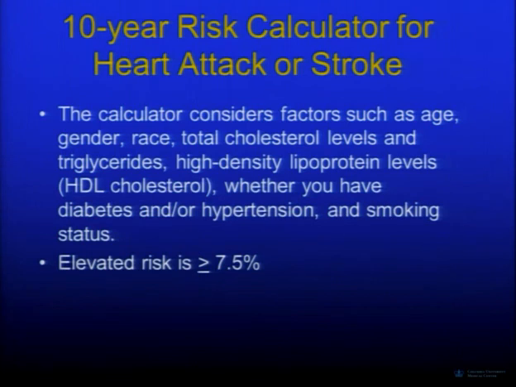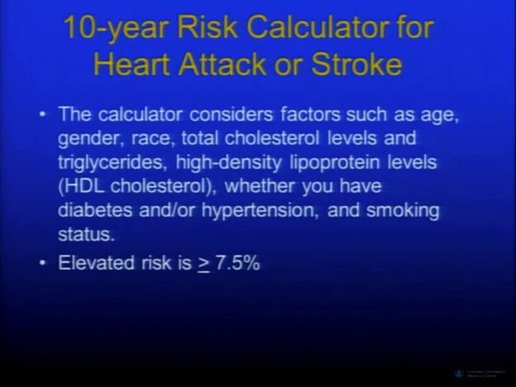Now, this was based on pooling together a whole lot of different studies, cohort studies and things, and seeing how many people went on to get disease if they had diabetes, or how many people went on to get disease if they had elevated triglycerides. On the basis of this, they came up with guidelines, and they basically said, put your patient's data in here. If you come up with a number that's greater than 7.5%, they're considered at elevated risk and therefore should be treated.